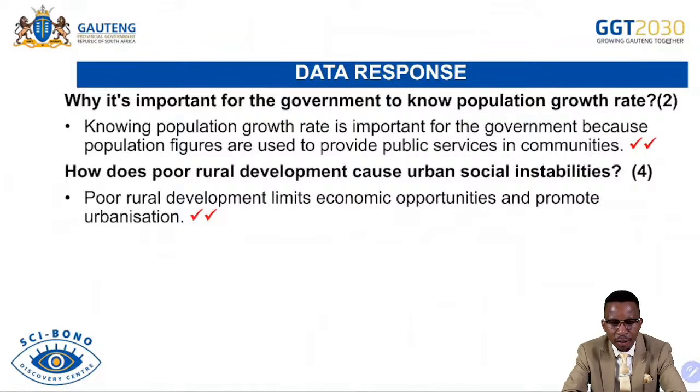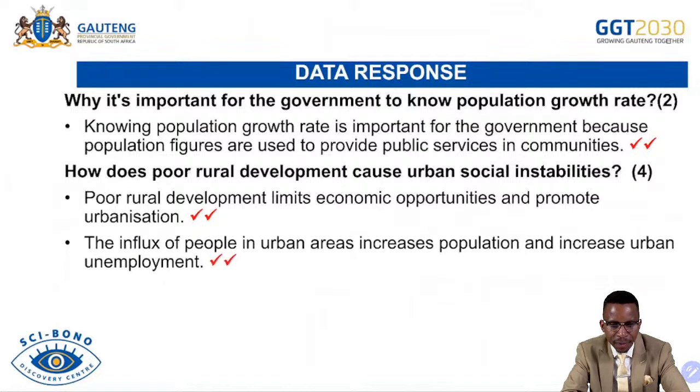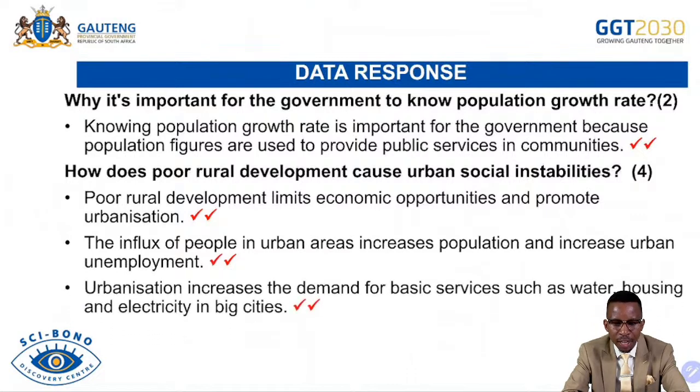Poor rural development limits economic opportunities and promotes urbanization. The influx of people in urban areas increases population and increases urban unemployment. Urbanization increased the demand for basic services such as water, housing, and electricity in big cities, while the government cannot afford to provide those services in those big cities because there is a budget constraint.